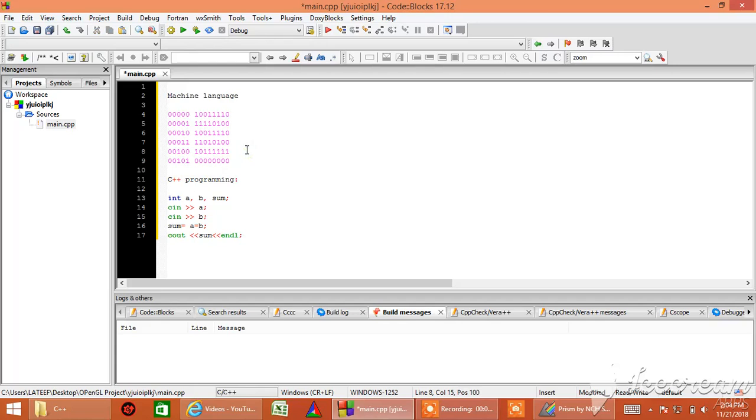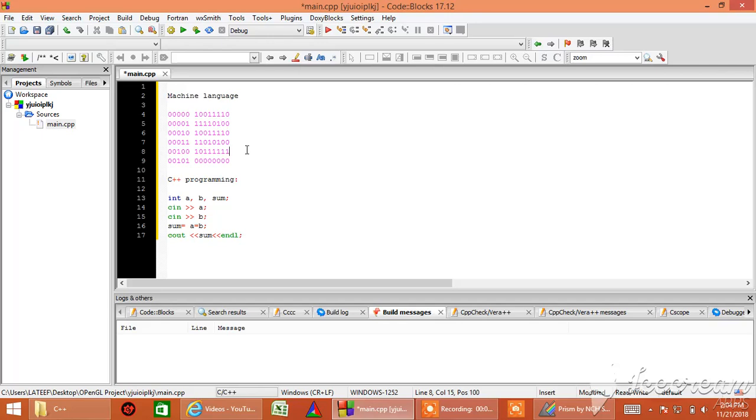Then, as you can imagine, programming a computer directly in machine language using only 1s and 0s is very tedious and error prone. To make programming easier, high-level languages have been developed. High-level languages also make it easy for programmers to inspect and understand each other's programs.